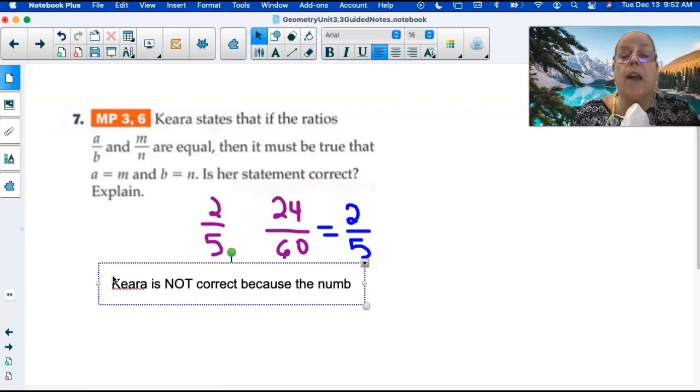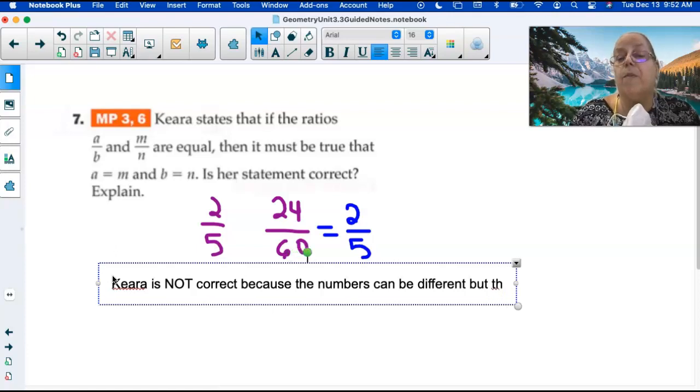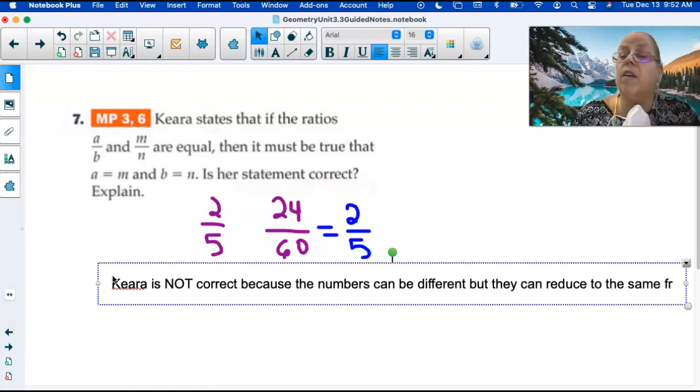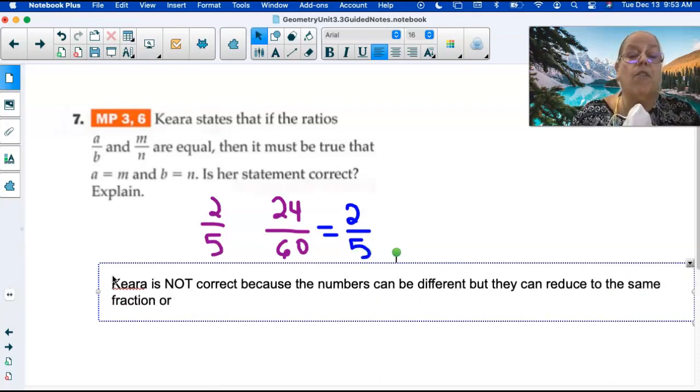The numbers can be different, but they can reduce to the same fraction or ratio. Okay? If that doesn't make sense, pause the video, write something down, ask a question, okay? Okay, let's move on. Moving right along.